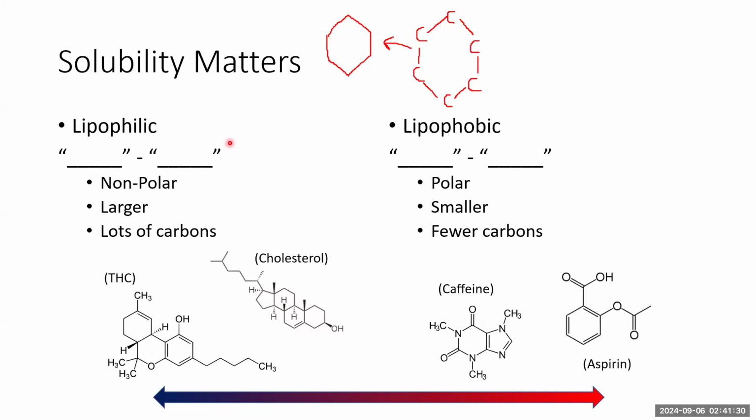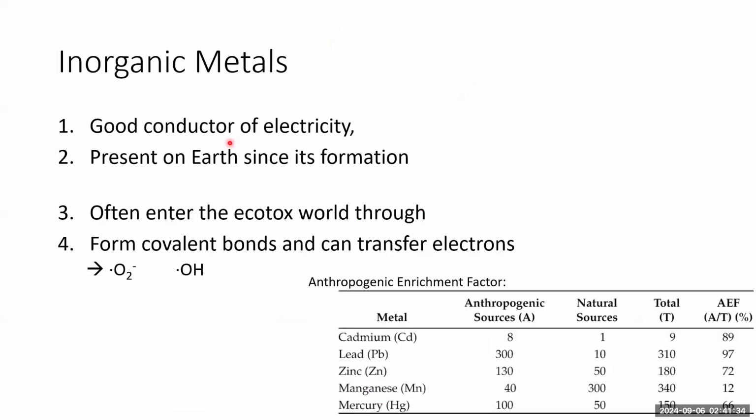All right. So let's start off with some inorganic metals, which is a little bit redundant. Of course, metals are inorganic. They don't contain any carbon. They are metals. Metals are typically good conductors of electricity, and they will often enter into chemical reactions as a cation.